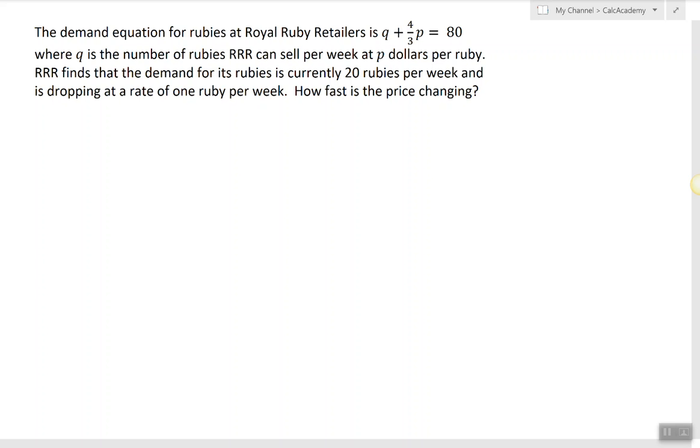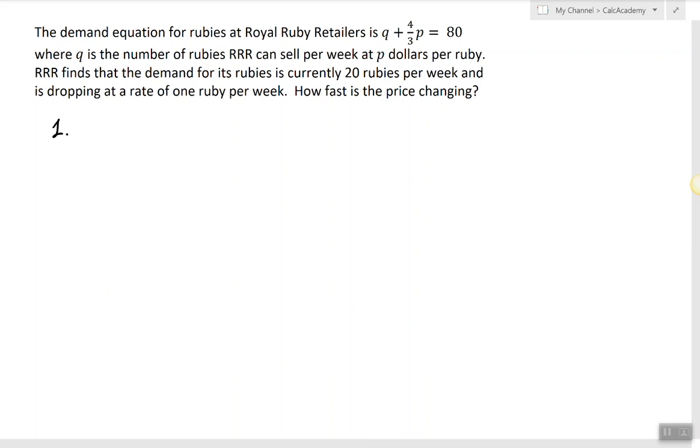In this video, I will show how to solve a related rates problem, and we always follow the same 4 steps when approaching the related rates problem. Step 1 is to identify the quantity, the rate of change of which is given, and the quantity, the rate of change of which we are looking for.